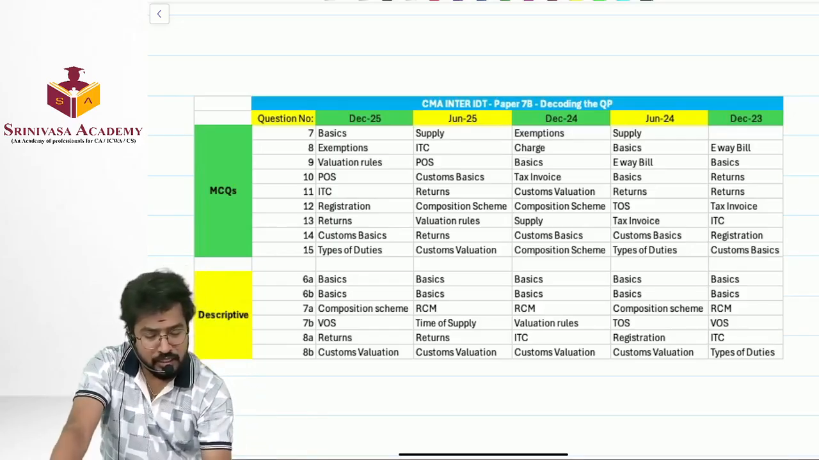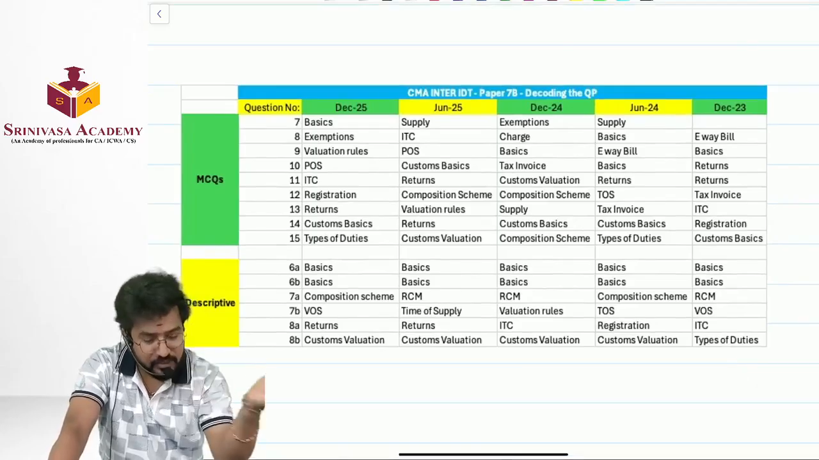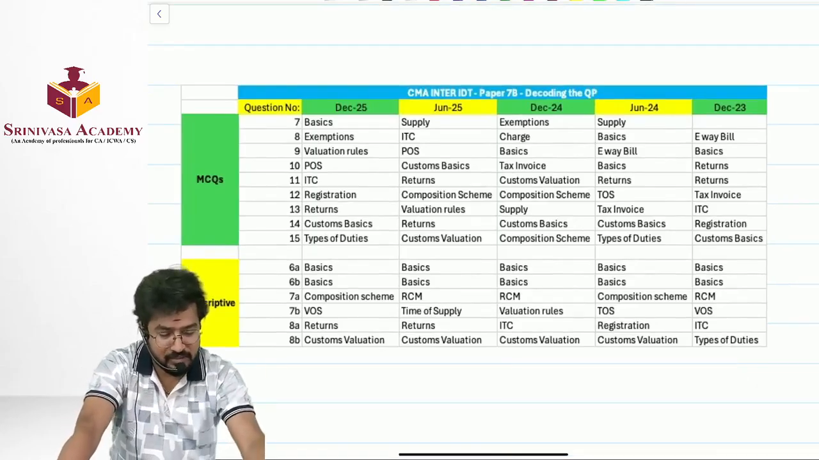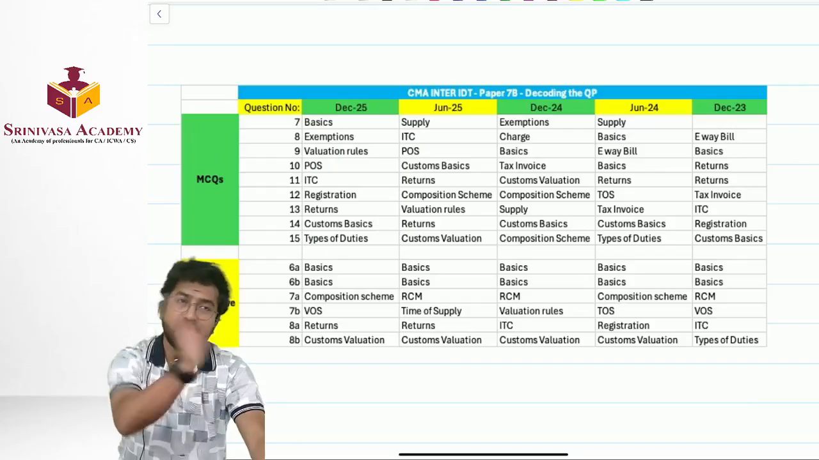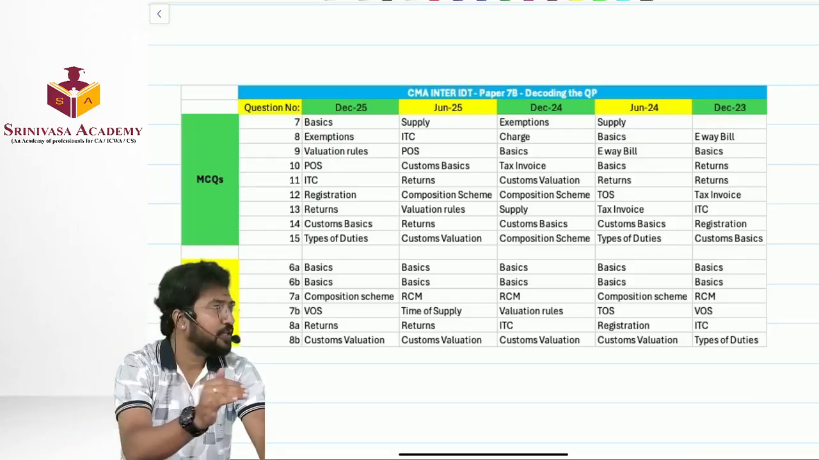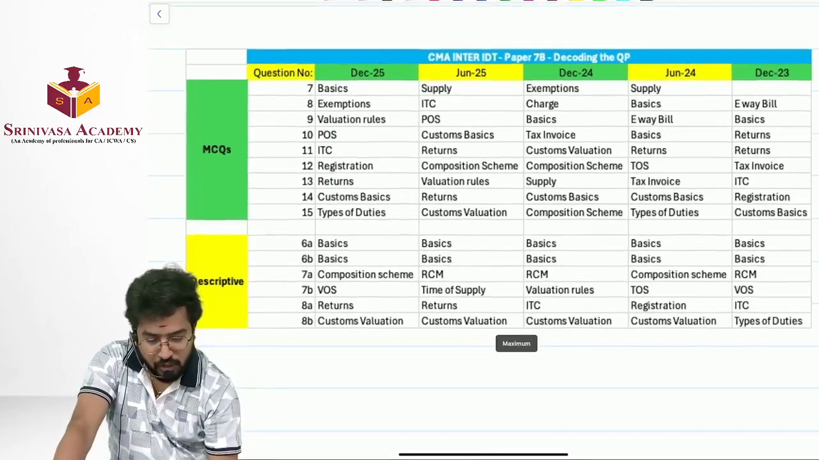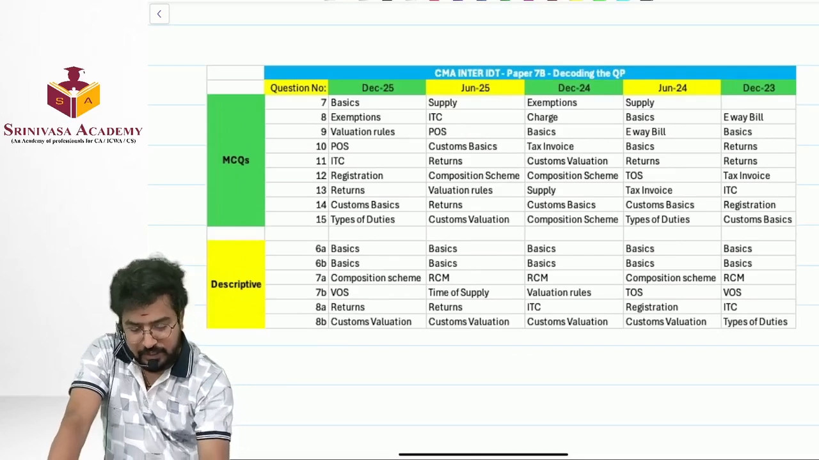From December 2023 they have changed the question paper pattern itself, the style of how they ask. If you see, in June 2023 the paper pattern was different. From December 2023 they have changed the style completely. So the style is, as I told you, how many MCQs from indirect tax?